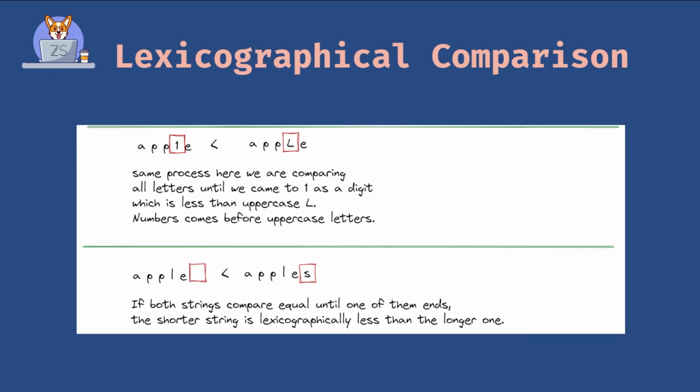We now know that the capital letters come before lowercase letters. And if we have a digit in a string, for example, app1e, it is less than apple with uppercase L. In this example here, we can see that the numbers come before uppercase letters. So the order of precedence here is first digits, then uppercase, and at the end lowercase letters. Also, in this example here, where we have an apple compared with apples, we can see that if both strings compare equal until one ends, the shorter string is lexicographically less than the longer one.